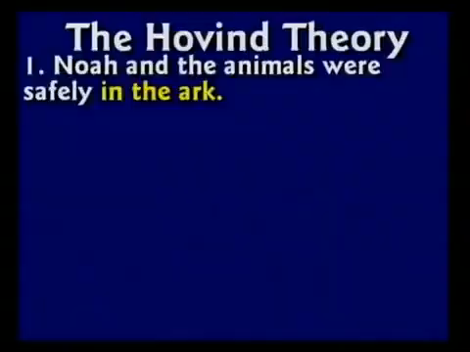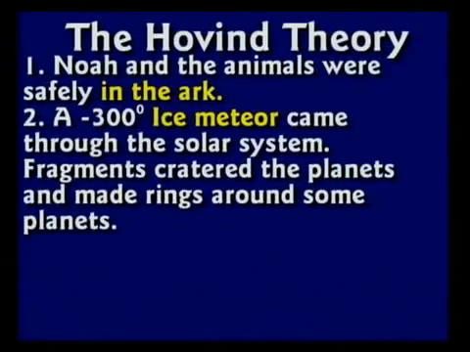Number 1, I think Noah and the animals got safely into the ark. God shut the door. Number 2, a 300-degree below zero ice meteor, in space is full of ice comets, came flying through the solar system and began to break apart. As it broke apart, some of the fragments got caught and became the rings around other planets. Saturn, Uranus, and Neptune have rings around them, ice rings. We'll get into that in a minute. And some of the fragments hit the planets and caused craters like the moon. And some of the fragments hit the Earth and landed on the North and South Pole, freezing the mammoths.